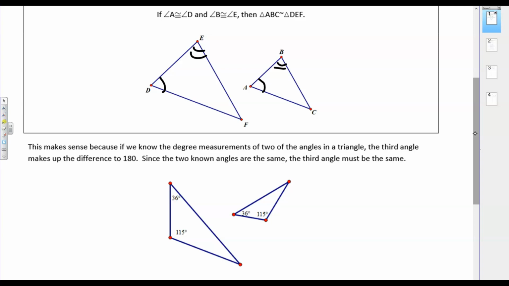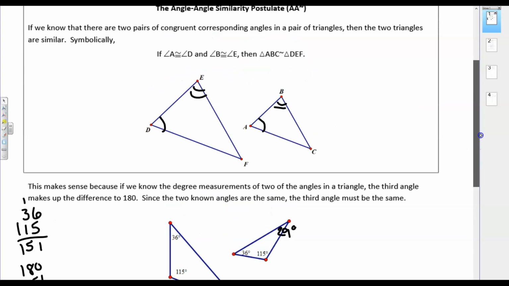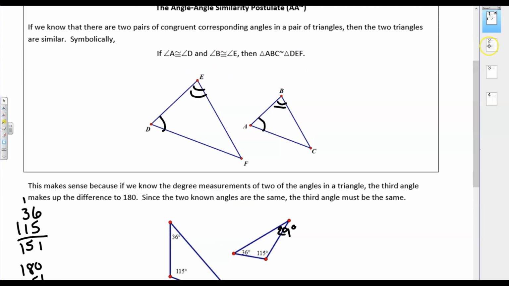So for example, in these two triangles down here, 36 and 115 is going to add to 151, and then 180 minus 151 gets me that this is a 29-degree angle, not a 28-degree angle, a 29-degree angle. So both of these angles here would be 29 degrees. So we only need two angles to know the third angle, which is why we just need this to be angle, angle, tilde. It's going to save us some time in actual formal proofs to use two angles as opposed to three.